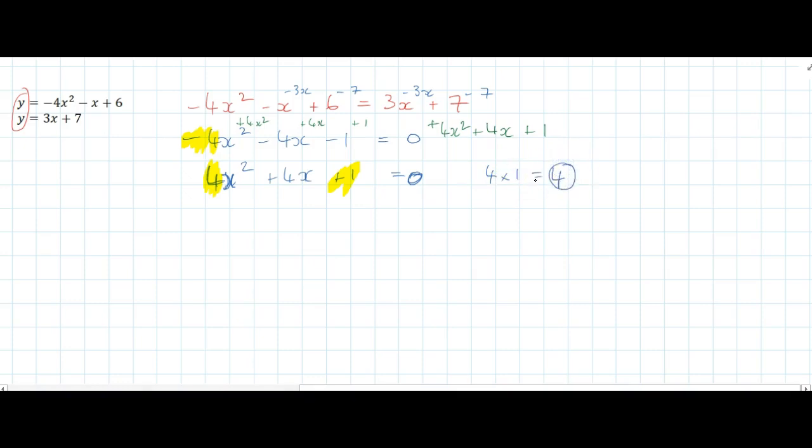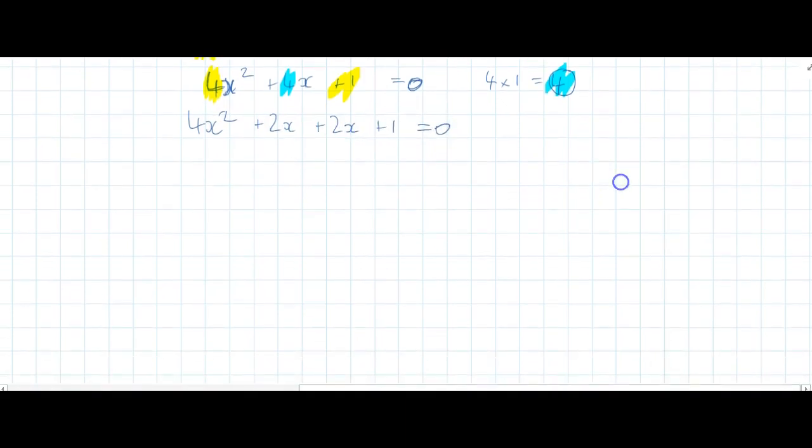Now we think about factors of 4 that add up to the middle number. Obviously that's going to be 2 and 2, and we split that middle term. So we split that term into 2x plus 2x plus 1. It's called grouping in pairs. So let's factorize these in pairs now, this pair and this pair.